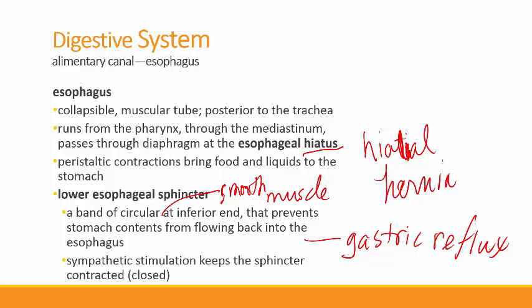It's sympathetic stimulation, fight or flight stimulation, that prevents the sphincter from opening and keeps it closed. And parasympathetic stimulation allows it to relax and lets the bolus of food pass into the stomach.